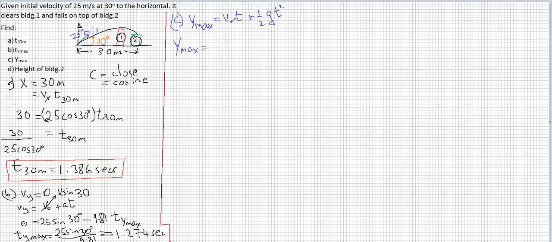V naught here is going to be again the vertical component of the velocity, which is 25 sine 30. This is the time for it to reach the maximum height, which is the 1.274, minus, in this case, because we're going against gravity. Notice also logically, the initial velocity is very high, and as it's reaching its maximum height, it's decreasing and decreasing. So I need to put a negative sign here because I know this quantity should start decreasing as we go upwards against gravity.